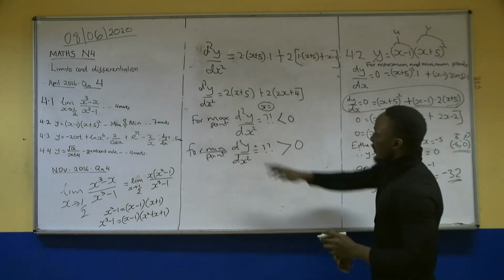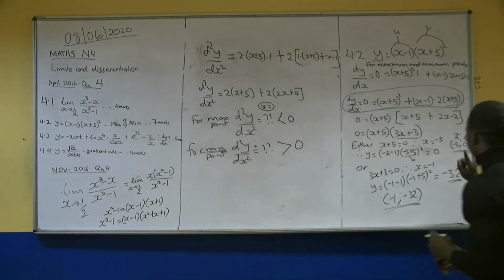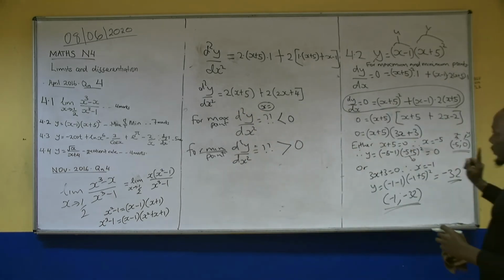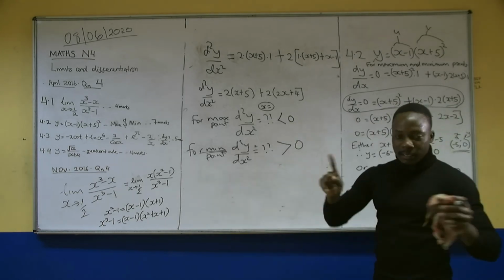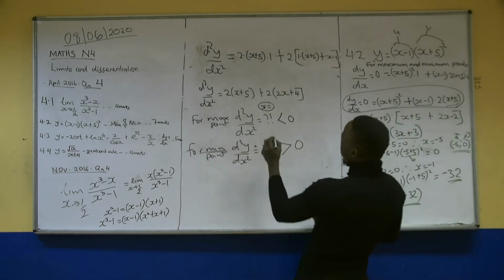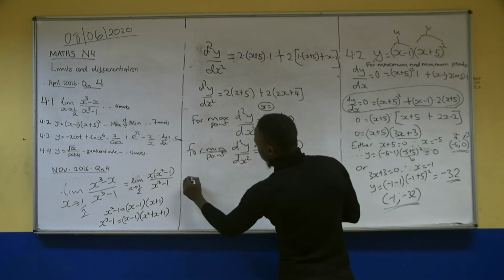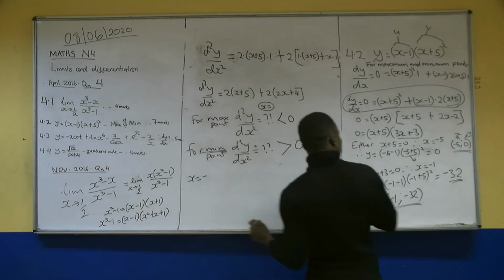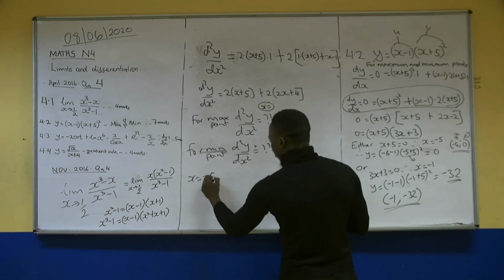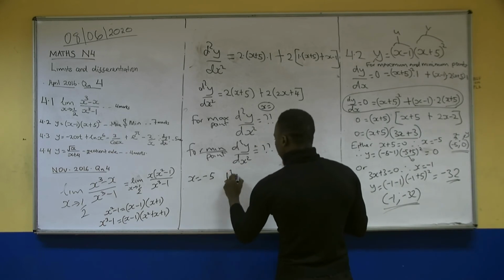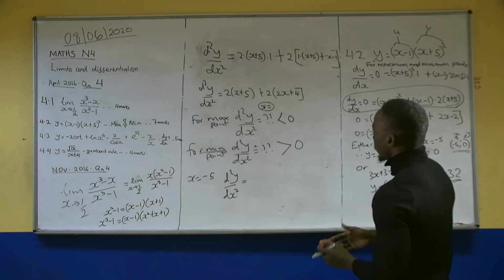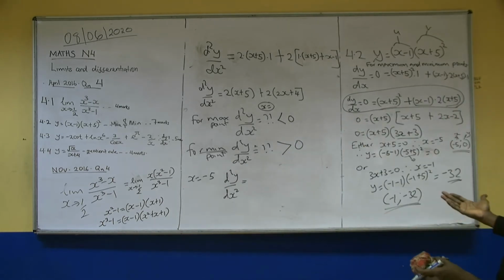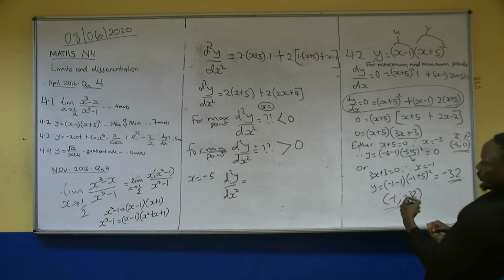Hope it is okay. Now, from here, I'm going to get the value of x. Remember, where there is x, we just substitute it and see the answer which we get. If it is less than 0, it means that is a maximum. So let us check. From here, if x is equal to negative 5, what will d squared y over dx squared be?